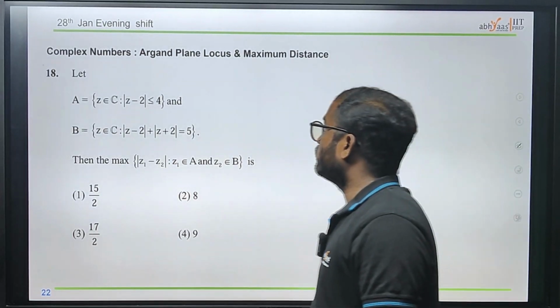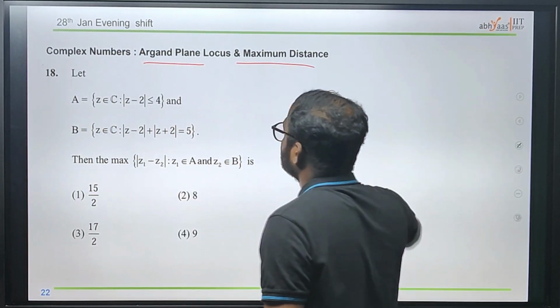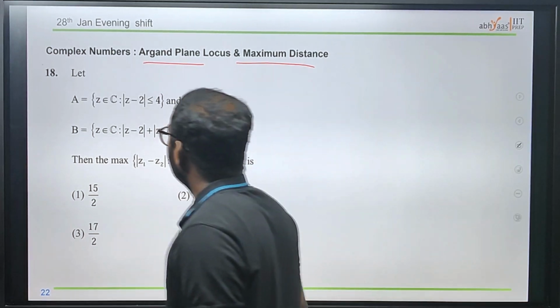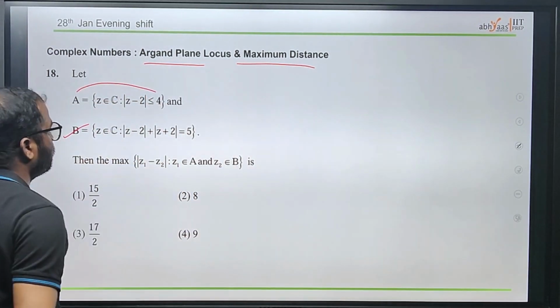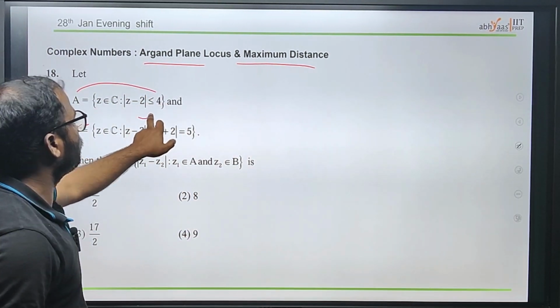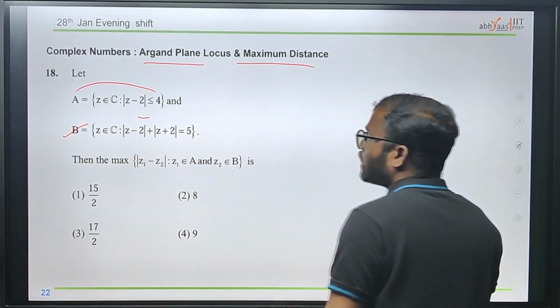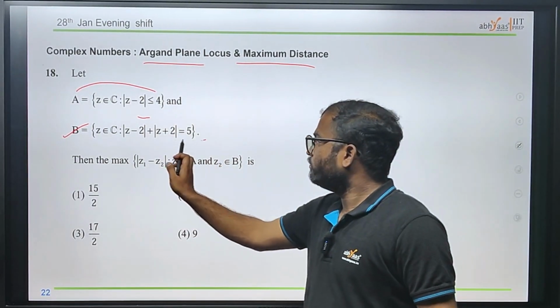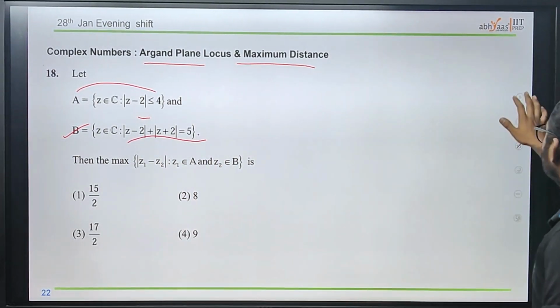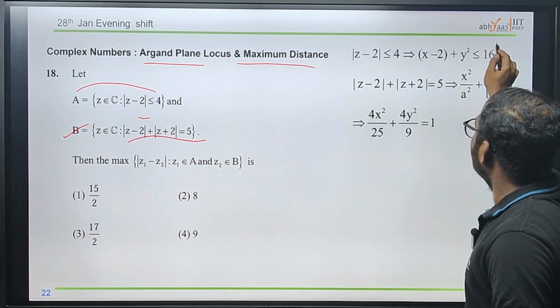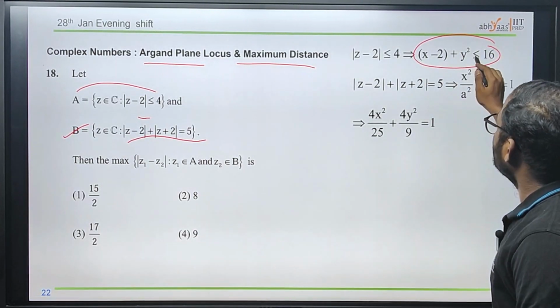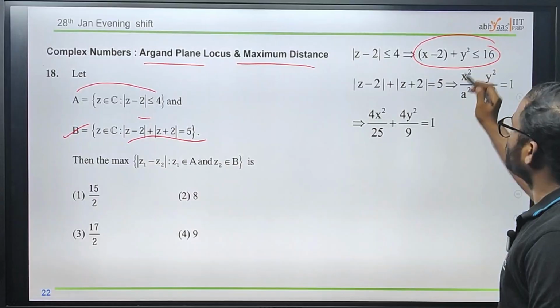Now the next question we have is on the Argand plane, locus and maximum distance. A is equal to this one and this set. Here the radius will be 4 and the center will be 2 comma 0. Here as well we need to check how we can find this. See here, first we make it like a square, like a circle. We can see here easily x minus 2, y minus 0.